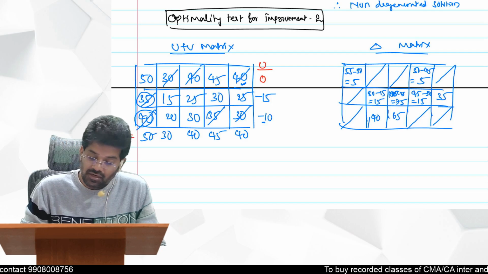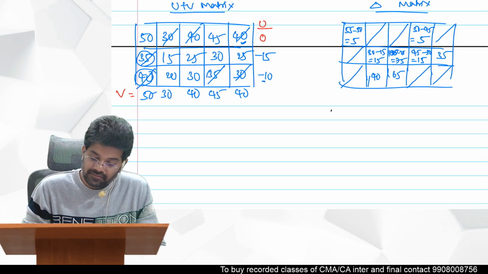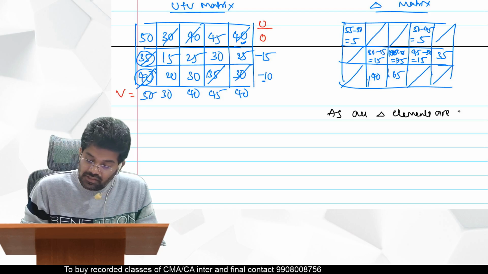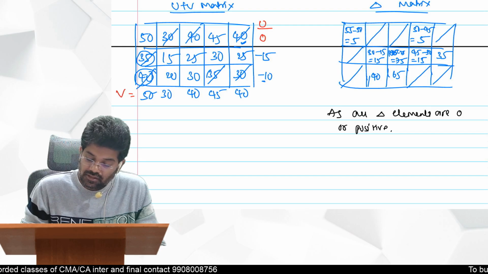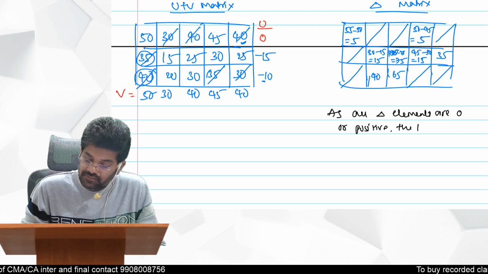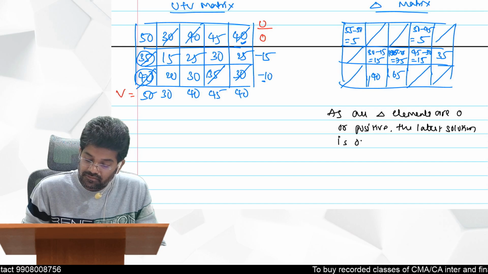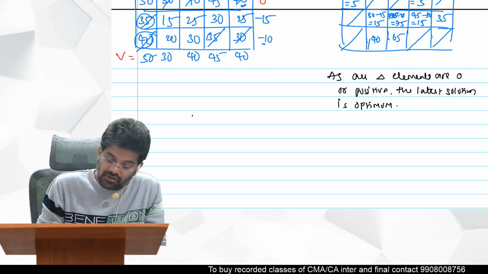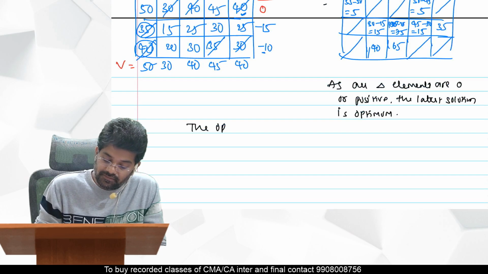Okay, so everywhere we got positive only now. So as all change elements are 0 or positive, the latest solution is optimum. And according to the optimum solution, according to this only now we should do the allocation, the quantity.